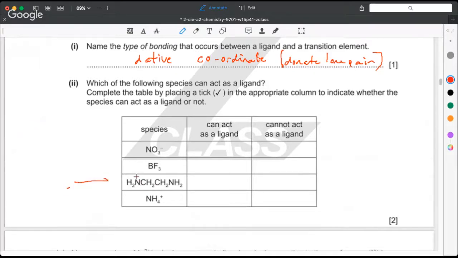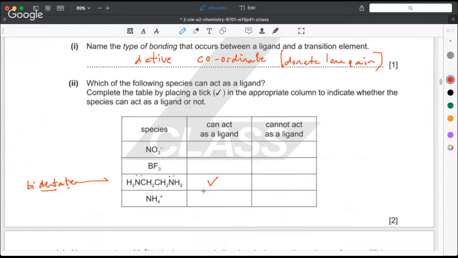You can see that on the nitrogen there, you've got a lone pair of electrons, and there you've got a lone pair of electrons. So actually this ligand can form two dative bonds, two coordinate bonds. And that's called bidentate, because it can form two of these coordinate bonds. Dent is like a Latin word for tooth or something, so you can imagine you've got two bonds biting into the complex. So that was an easy one. That can act as a ligand.